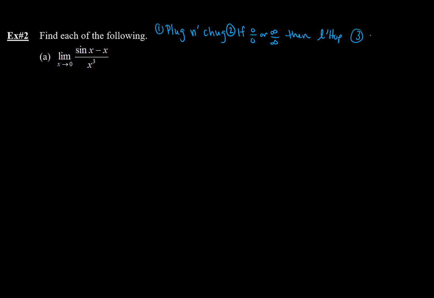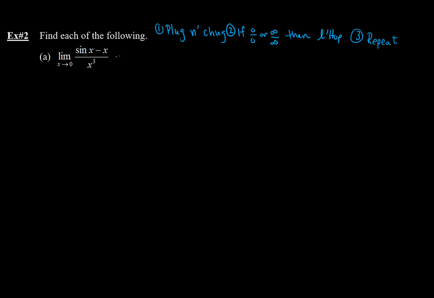And then next, you just repeat. Sometimes you have to do L'Hôpital's a few times. Plug and chug, make sure it still fits the rules of 0 over 0 or infinity over infinity, and then repeat. And you do it, but nobody can become 0.